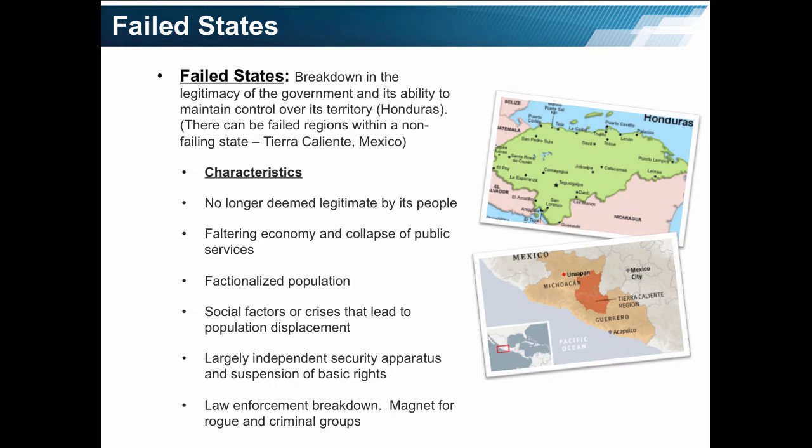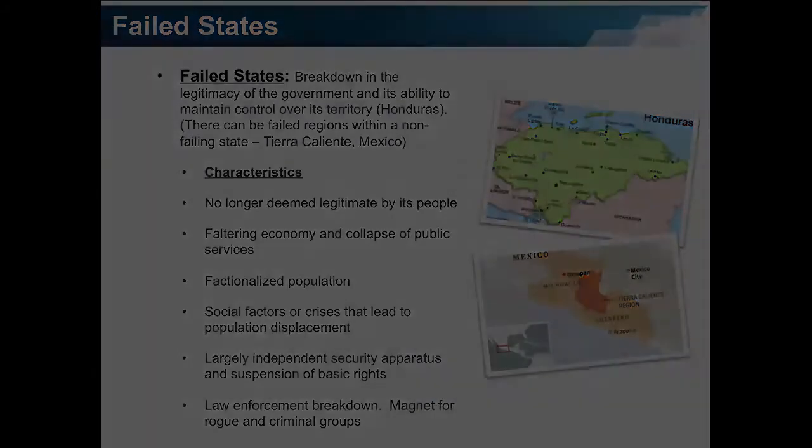When talking of rights, we need to be very aware of the fact that basic rights are different in each country. Not every country has the basic rights that the US has. Concurrently, there is a law enforcement breakdown throughout the country, and this makes the nation state a magnet for rogue and criminal groups.